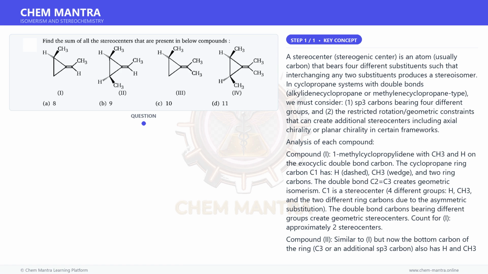Summing, the structures represent alkylidene cyclopropane systems where 1 has 2 stereocenters, 2 has 3 stereocenters, 3 has 2 stereocenters. The double bond carbon bearing 2 methyls is not a stereocenter, but C1 and the axis count. 4 has 3 stereocenters. Re-evaluating more carefully for the answer of 10.